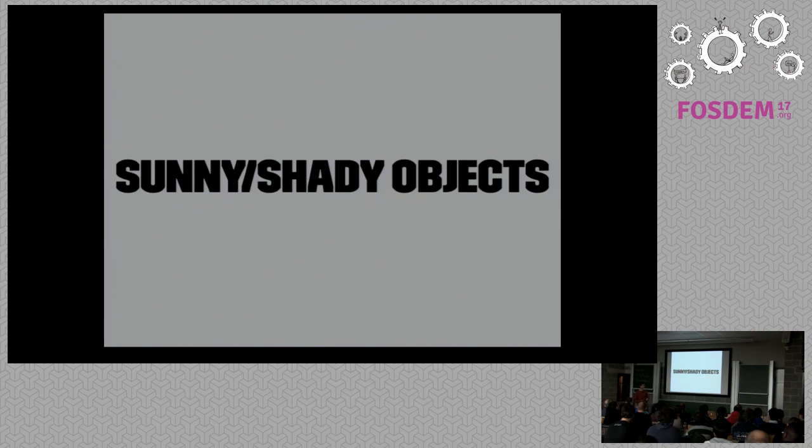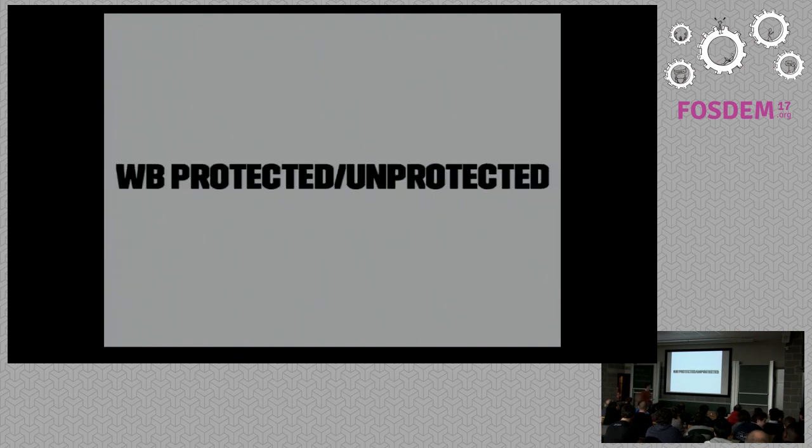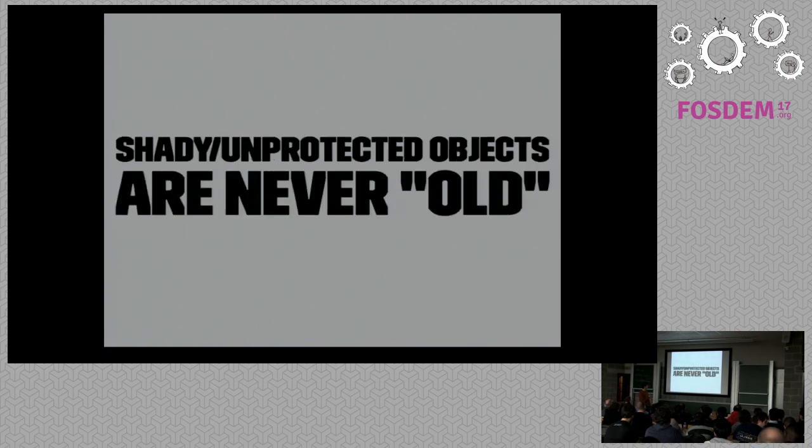And with sunny objects, we know whether or not you did, so we can actually promote them to the old generation and then not look at them for new references. I already explained that. So shady, or write barrier unprotected, objects can never become old. They can never be promoted to the old generation. We have to check them during every minor garbage collection.